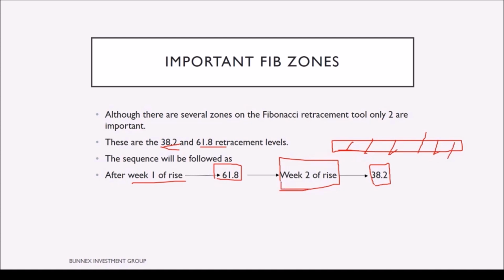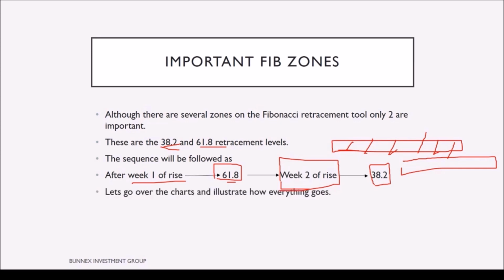Then after week 2 of rise, we mark point A, which is the lowest point, or in this case, the 61.8 level of the first week. Then the highest point of this week, which we would have attained by the methods we talked about in part 2. Then we apply the Fibonacci retracement tool. After that, we expect the market to come back to 38.2. After price reaches the 38.2 zone, that is where we start to look for entry opportunities.